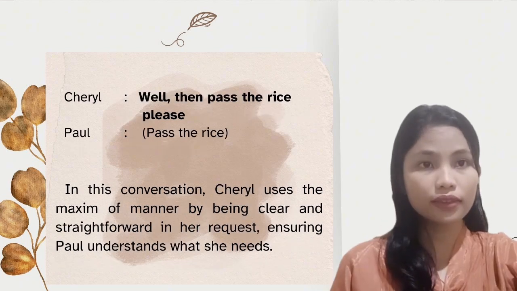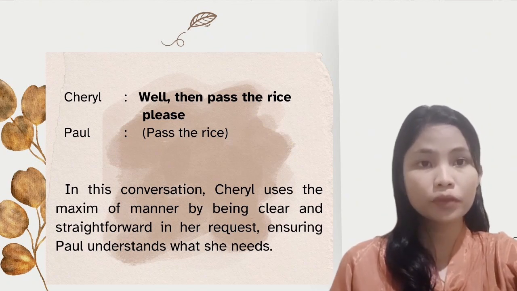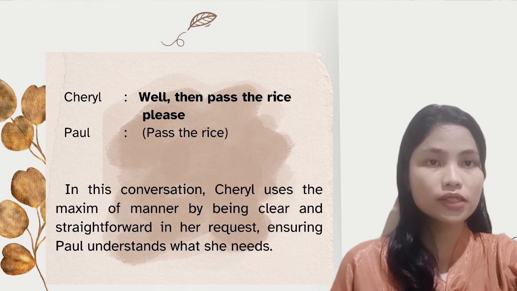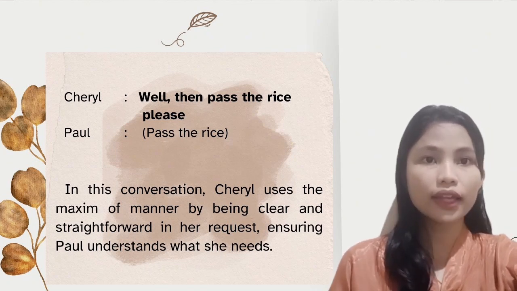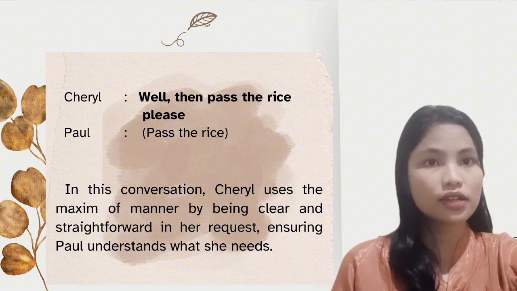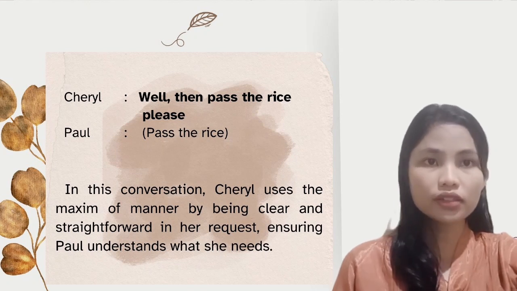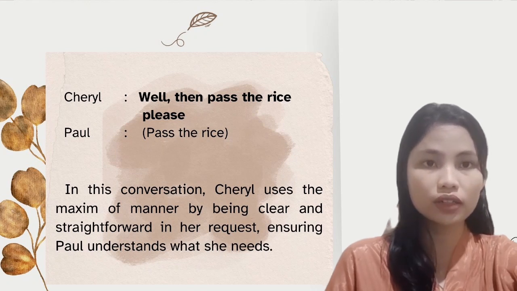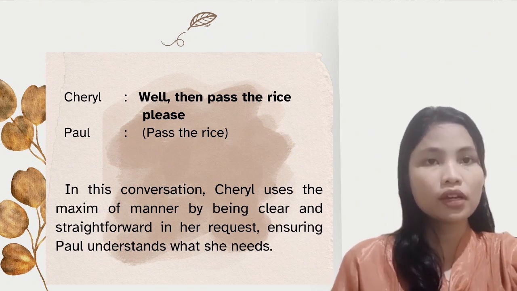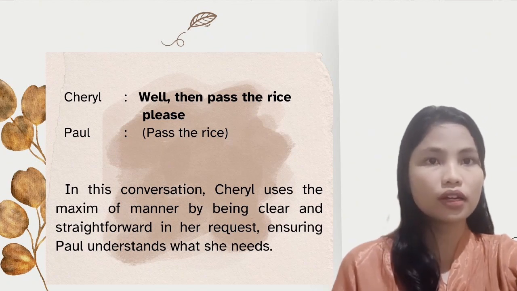Next, Cheryl said, "Well, then pass the rice please." Then, Paul passed the rice. The utterance, "well, then pass the rice please," is a speech act. By using the imperative and adding "please" for politeness, Cheryl effectively asked Paul to perform a certain action. The utterance made Paul perform an action, which was to pass the rice to Cheryl. In this conversation, Cheryl used the maxim of manner by being clear and straightforward in her request, ensuring Paul understands what she needs.